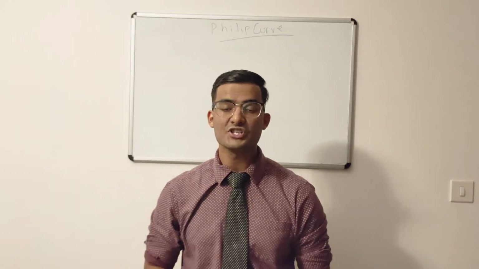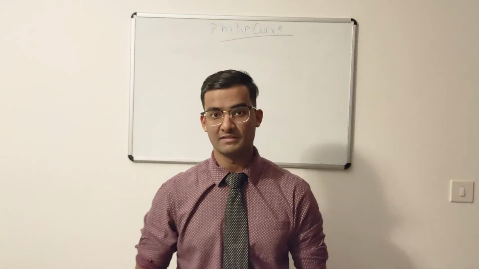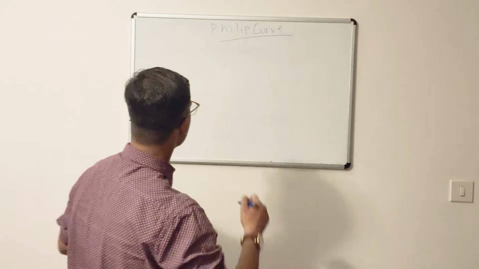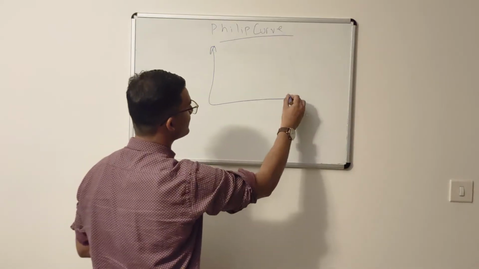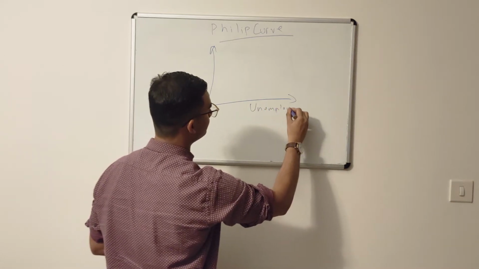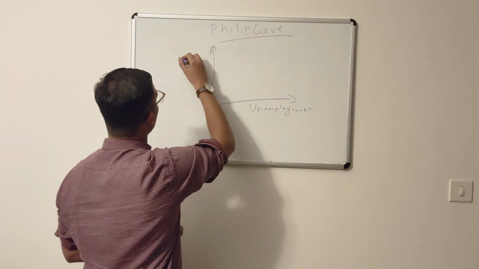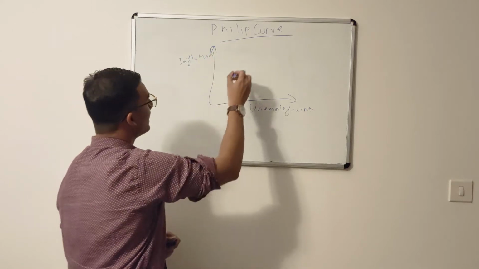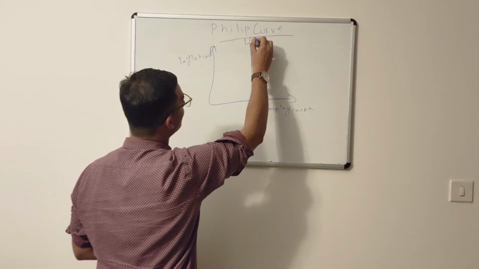If there is high inflation, there will be low unemployment. If there is low unemployment, there will be high inflation. In order to better understand what I'm saying, let's draw a figure, shall we? Okay. So here, this is your y-axis, this is your x-axis, this is your unemployment, and this is your inflation. And over here, this is your long run Phillips curve.